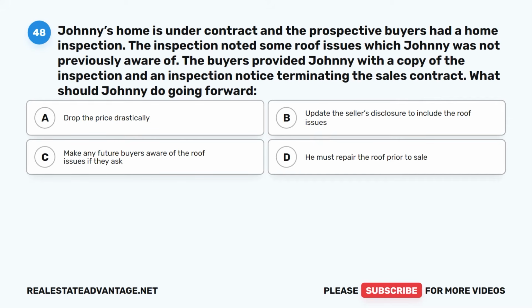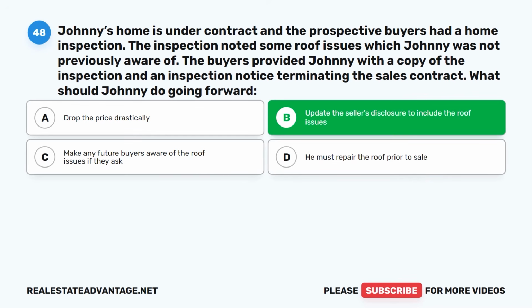A. Drop the price drastically. B. Update the seller's disclosure to include the roof issues. C. Make any future buyers aware of the roof issues if they ask. D. He must repair the roof prior to sale. The correct answer is B. Update the seller's disclosure to include the roof issues.